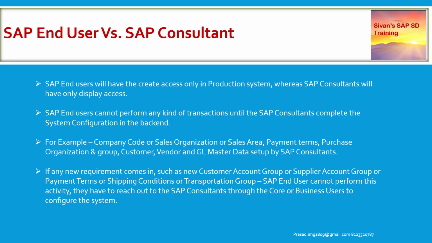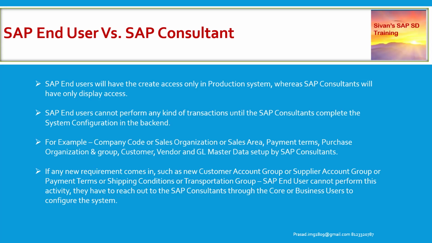SAP end users cannot perform any kind of transactions until the SAP consultants complete the system configuration in the backend. For example, company code creation, sales organization, sales area setup, payment term setup, purchase organization setup or group setup, customer and vendor master data setup. If all these setups are not yet completed, the system is not ready, and then the SAP end users, even those who have access to create, will not be able to create unless and until the system is ready.